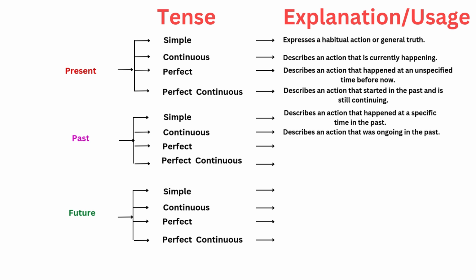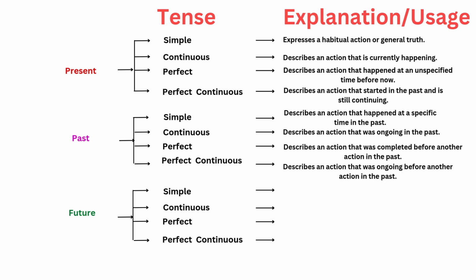Past continuous describes an action that was ongoing in the past. Like, I was watching TV at p.m. Past perfect describes an action that was completed before another action in the past. Like, they had played soccer before the rain started.